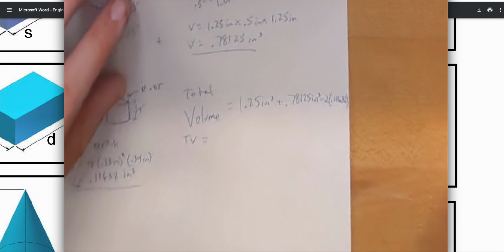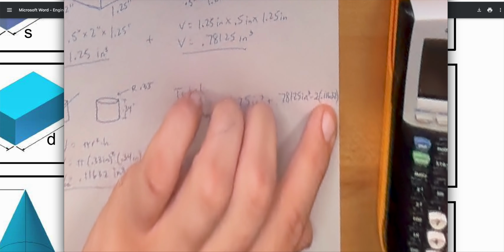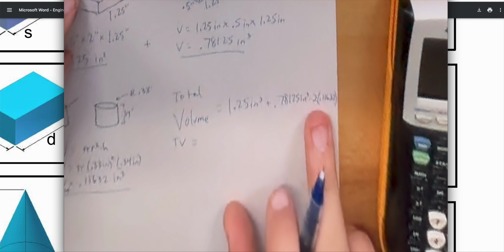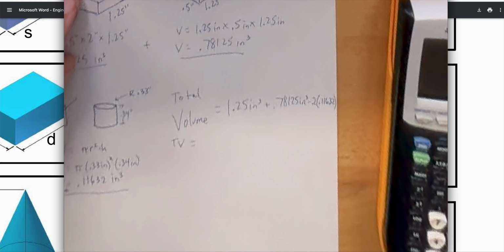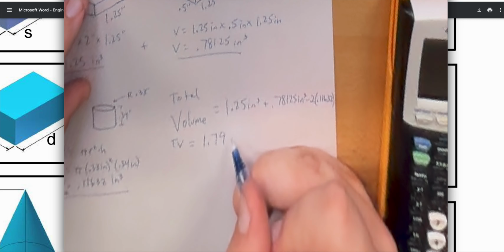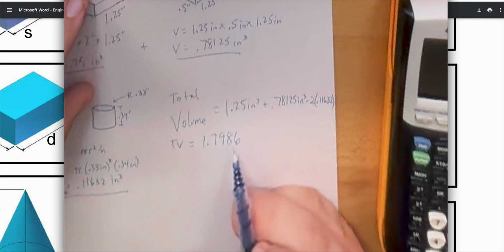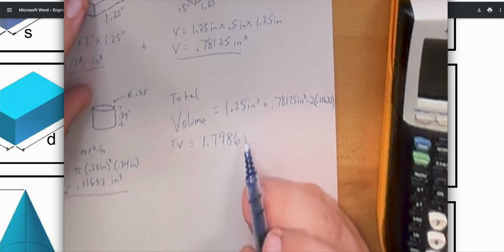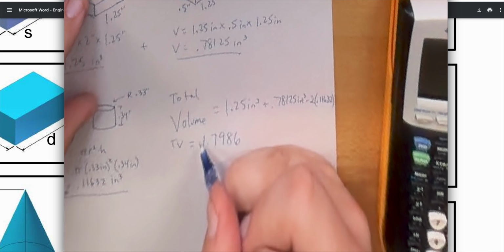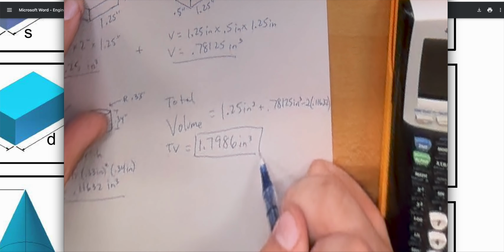That's going to be equal to 1.25 plus 0.78125 minus 2 times 0.11632. That's minus 2 times the volume of a single cylinder, because we have 2 of those. So what we end up finding for the total volume is 1.79861. Now if I want to go out 4 decimal places, since this 5th decimal place is a 1, we're going to round it down, and this is going to be in inches cubed. And so that is how we find our total volume.